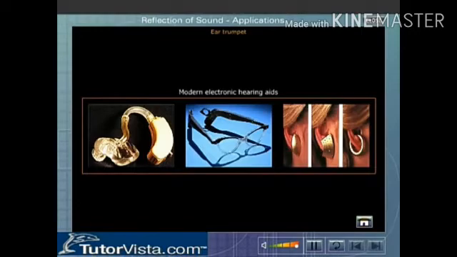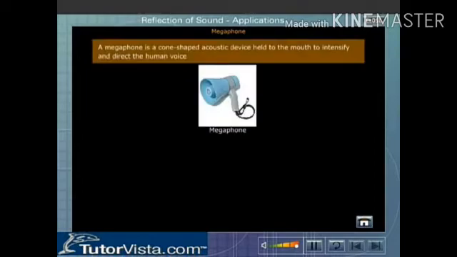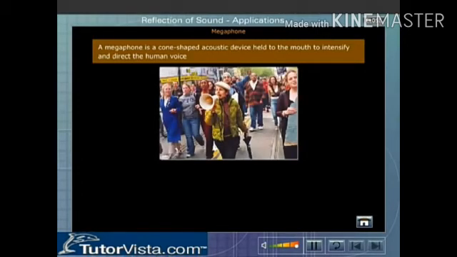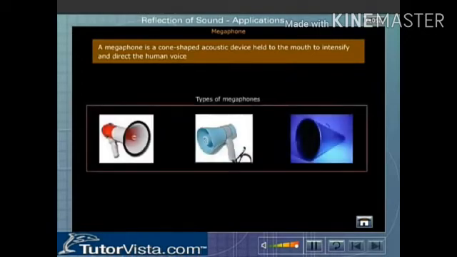These are some of the modern electronic hearing aids. Next is the megaphone. Megaphone is a cone-shaped acoustic device. It is used to address a small gathering of people. It has two ends. One end is wide, the other end is narrow. When a person speaks at the narrow end, the speech is concentrated by multiple reflections from the walls. This helps the voice to be heard loudly and over long distances.